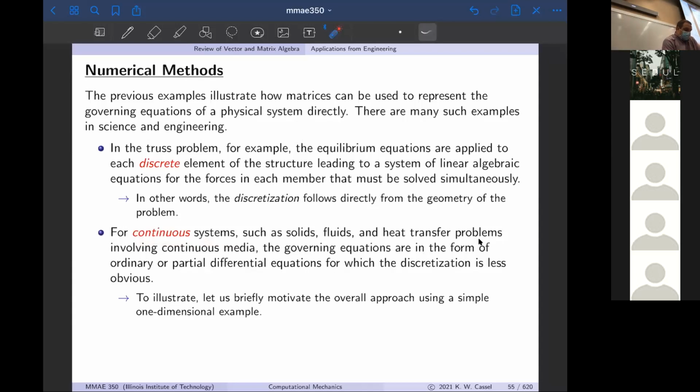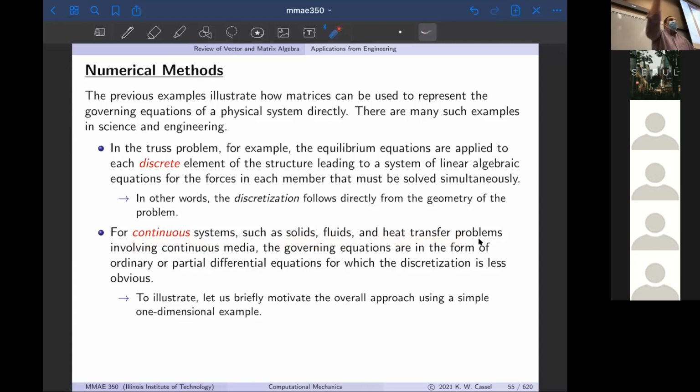So my point here is that in these continuous systems, such as in solid mechanics, fluid mechanics, heat transfer, the discretization does not come naturally from the system itself. Instead, it's going to come from how we simplify or approximate that system.